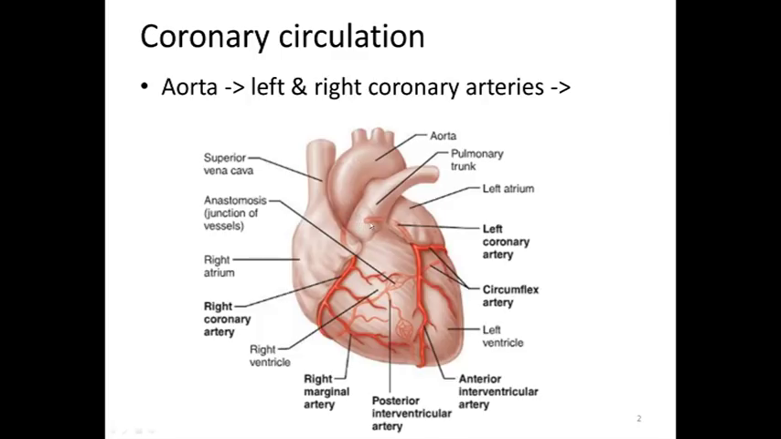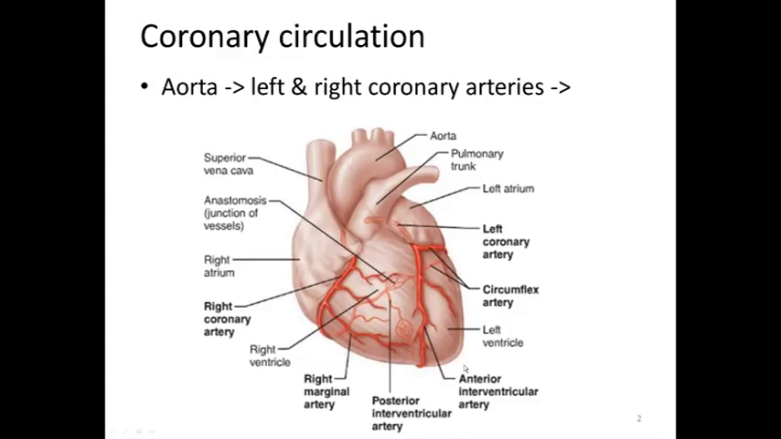And they do. The left coronary artery branches off the aorta, and it splits into a circumflex artery and an anterior interventricular artery. The circumflex artery supplies the left atrium and the posterior wall of the left ventricle.